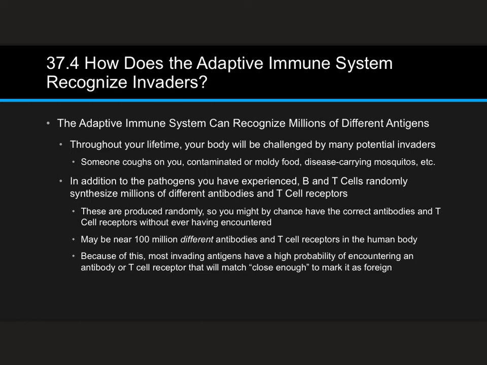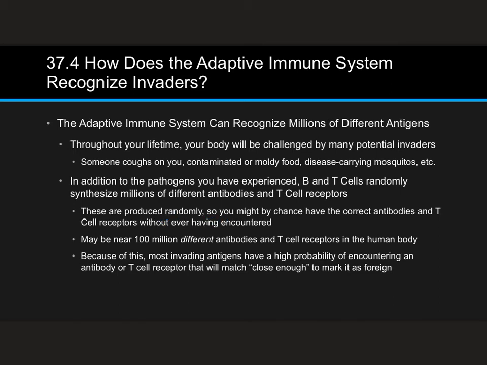So in addition to the pathogens you've experienced, B and T cells randomly synthesize millions of different antibodies and T cell receptors. When you come in contact with pathogens and antigens, your body responds by creating antibodies or T cell receptors to remember these things, right? But in addition to the ones they've already encountered, they are just randomly synthesizing antibodies in hopes of getting one or two of them right. So these are produced randomly.